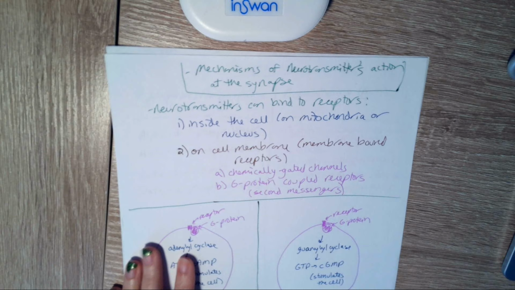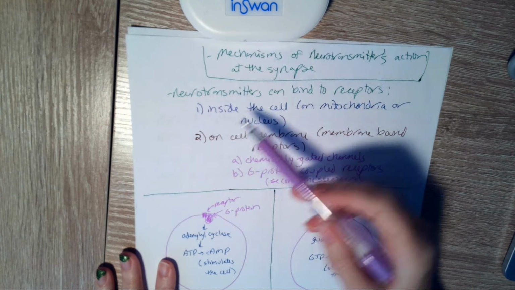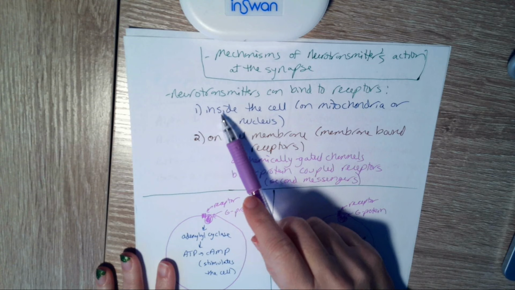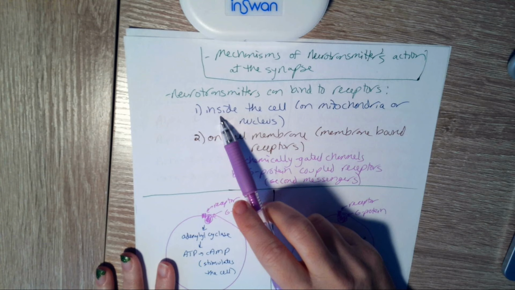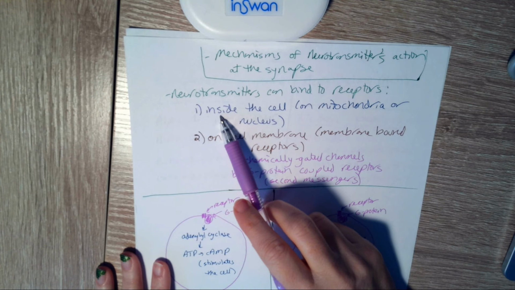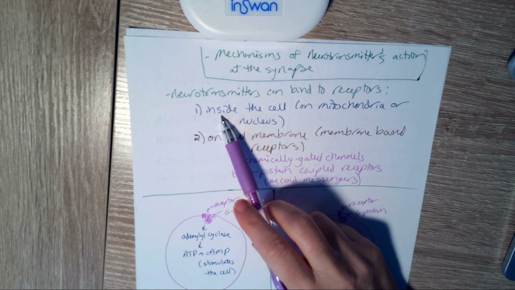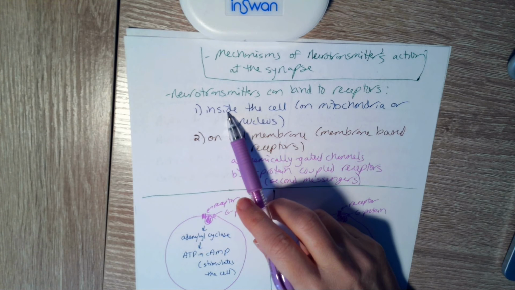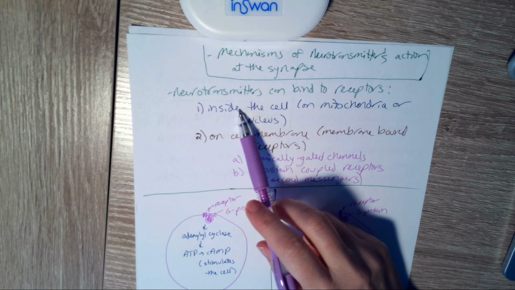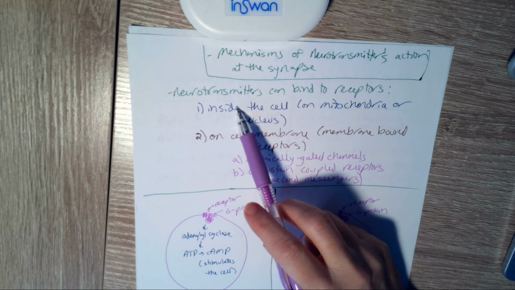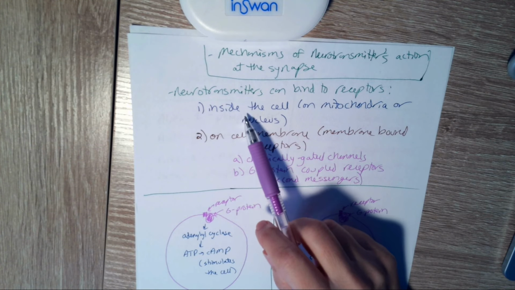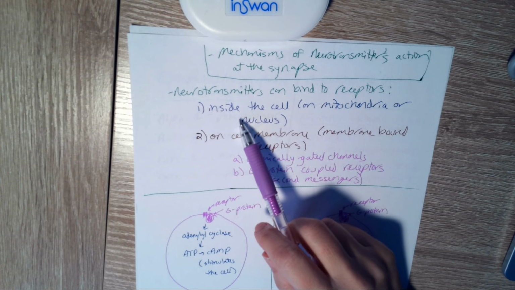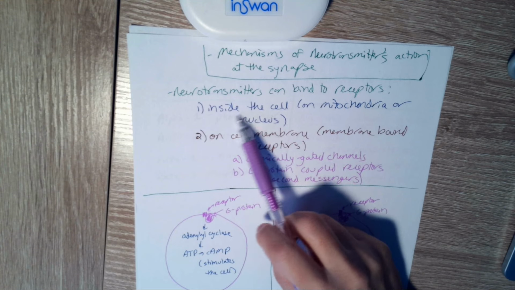Okay, so mechanisms of neurotransmitter action at the synapse. There are two main ways. They can bind to receptors inside the cell. In the case of this, they have to be able to diffuse through the cell membrane, which is not really that common for neurotransmitters. Nitric oxide can do this because it's a gas. When you get to hormones in A&P 2, hormones are going to have the same ways of acting on their target cells, and you'll see a bit more of this because some hormones, fat-based, lipid-based hormones, can get into the cell. So we'll have some examples of that.